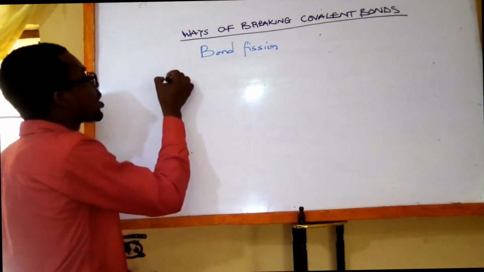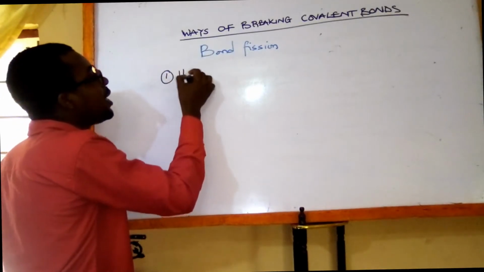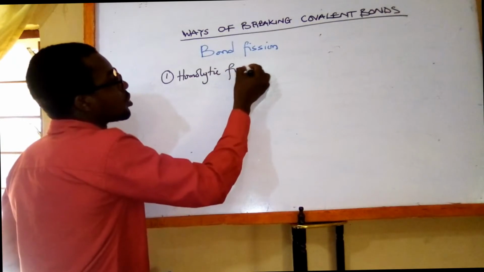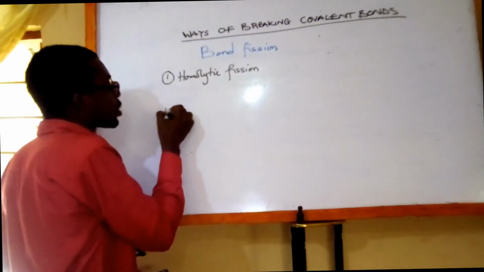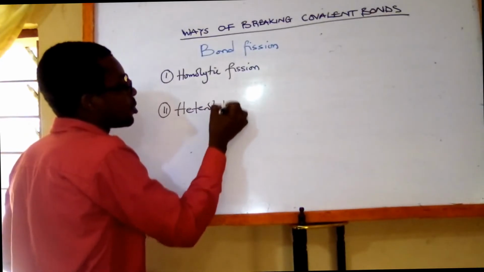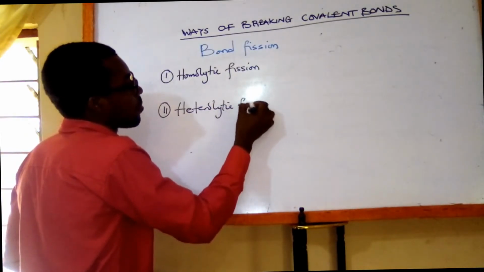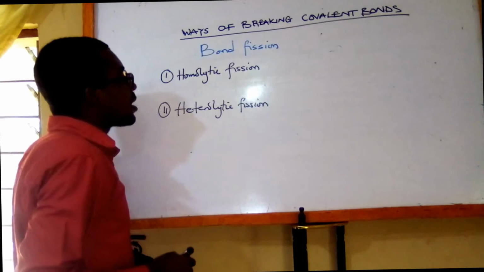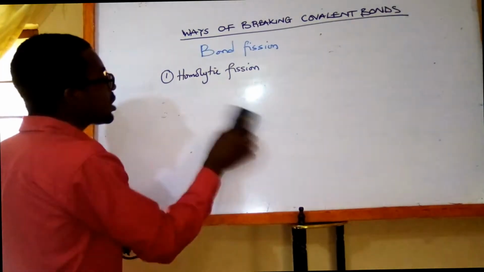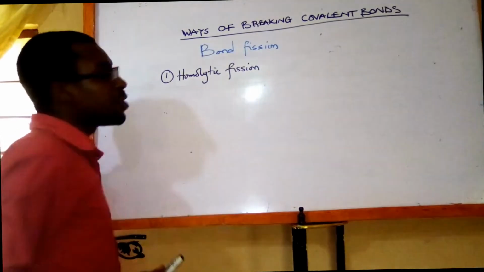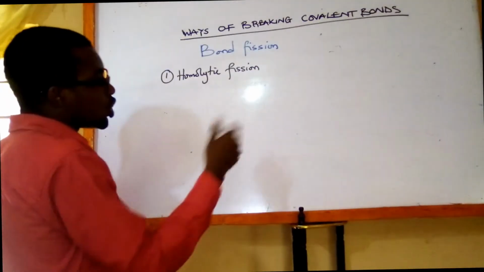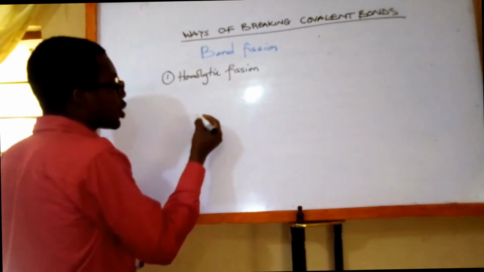The first one is called homolytic fission, while the second one is called heterolytic fission. Now, let's look at homolytic fission. In homolytic fission, each of the bonded atoms takes one of the electron pair.